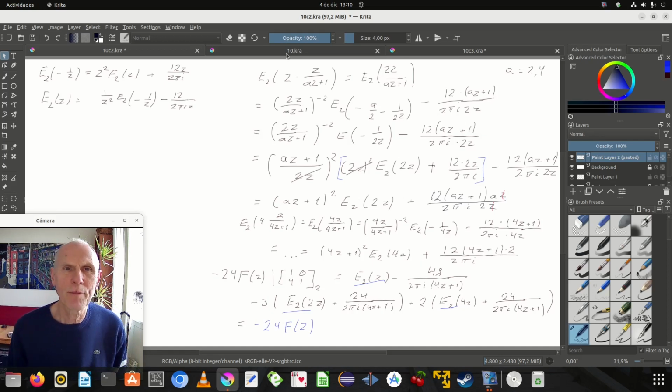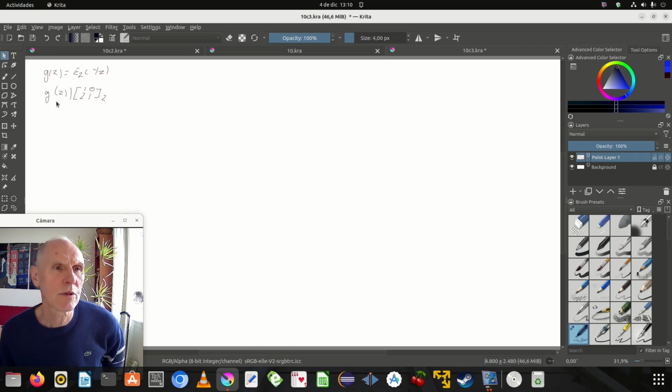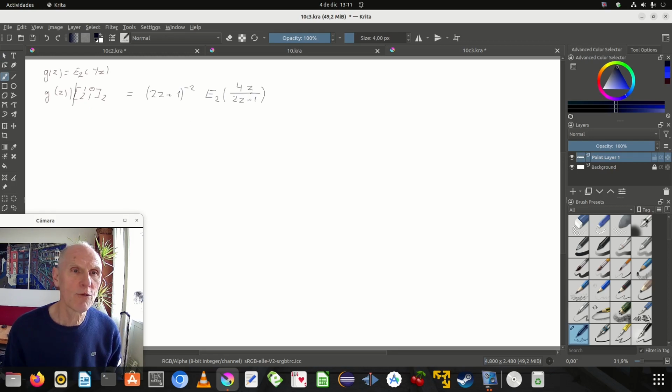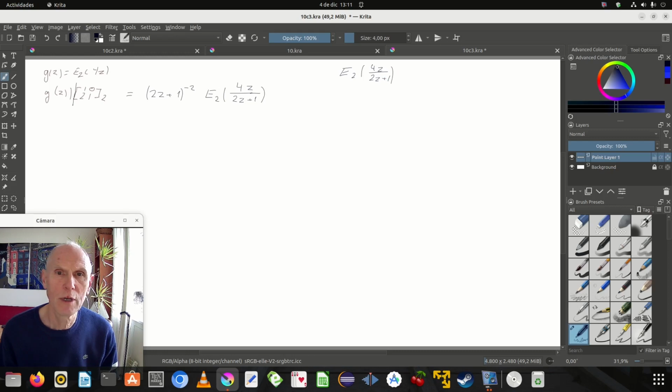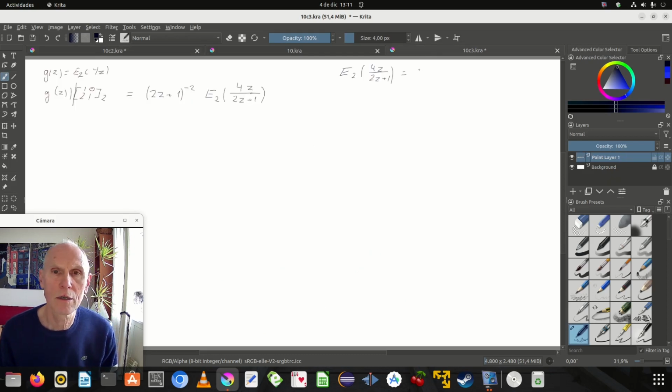Now the last term we need is E2 of 4z when we transform it with this matrix. Now forgetting this, just operating E2 on 4z, 2z plus 1. When we do what I've been doing up to now, we use this guy. And then minus the reciprocal, that gives minus 1/2, and minus 1 divided by 4z.